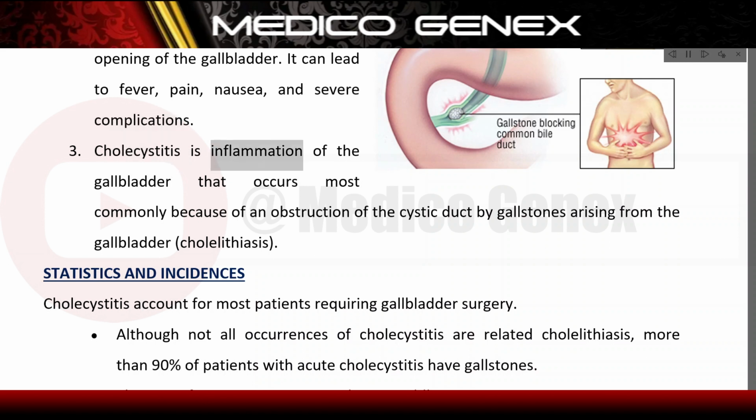Cholecystitis is inflammation of the gallbladder that occurs most commonly because of an obstruction of the cystic duct by gallstones arising from the gallbladder, cholelithiasis. Statistics and incidences. Cholecystitis accounts for most patients requiring gallbladder surgery. Although not all occurrences of cholecystitis are related to cholelithiasis, more than 90% of patients with acute cholecystitis have gallstones.